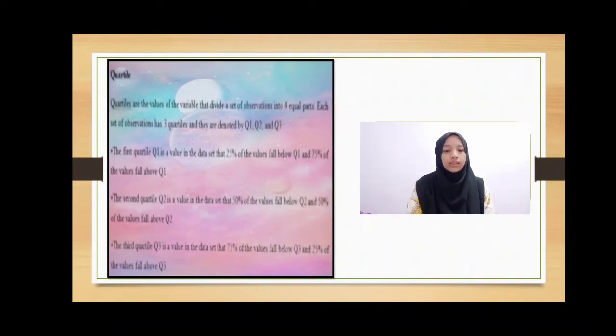The second quartile Q2 is a value in the dataset where 50% of the values fall below Q2 and 50% of the values fall above Q2. The third quartile Q3 is a value in the dataset where 75% of the values fall below Q3 and 25% of the values fall above Q3.